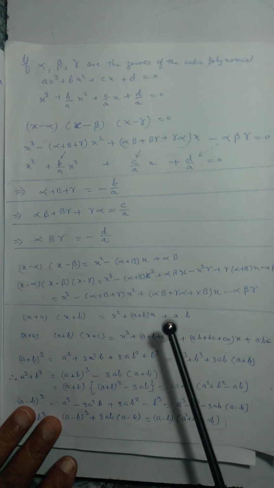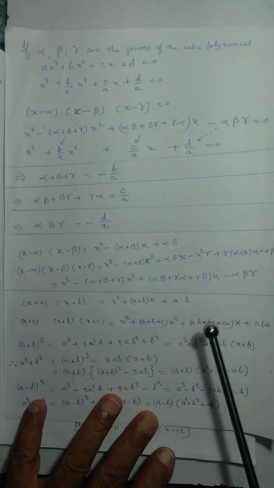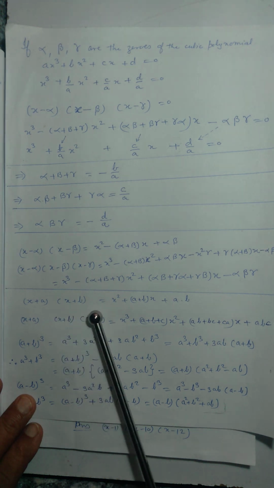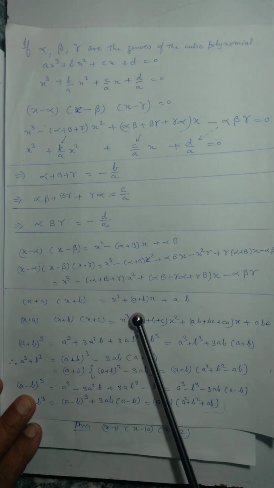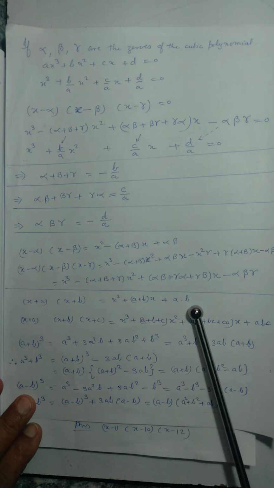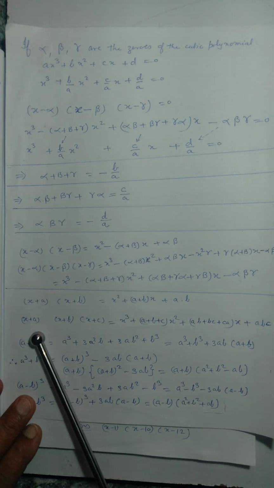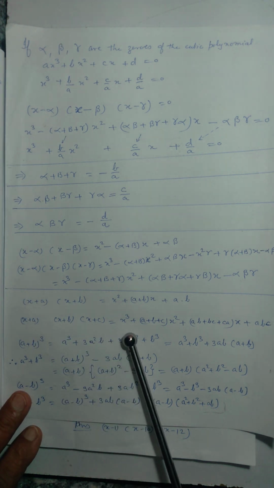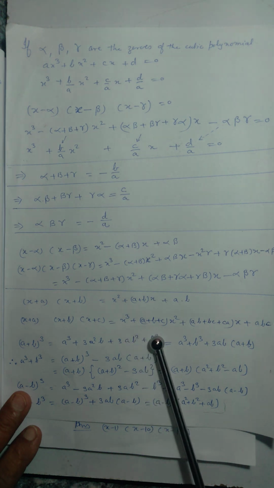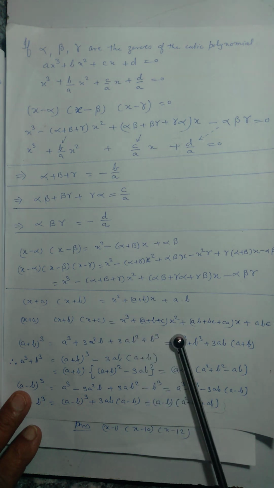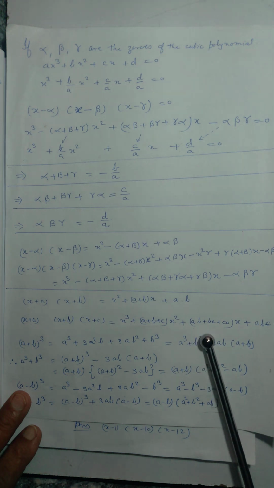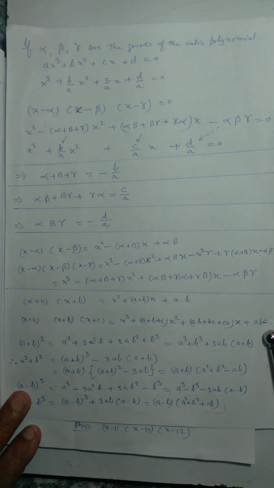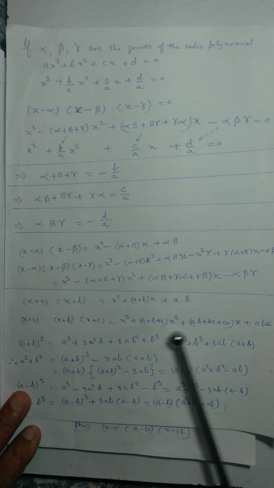In addition to this, I would like to tell you about the basic formula. You see, x plus a into x plus b is equal to x square plus (a plus b) into x plus a into b. Now x plus a, x plus b, x plus c will be equal to x cube plus (a plus b plus c) into x square plus (ab plus bc plus ca) into x plus a into b into c.